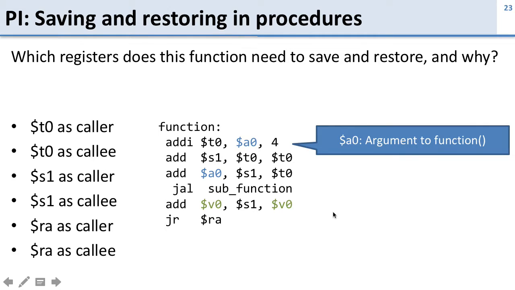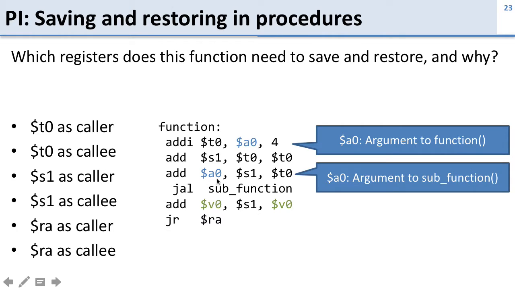All right, so to get started, let's understand what's going on here. So A0 here is the argument going into the function. So this is the argument coming into the function. But down here we have A0 again, but if you look, we're writing A0. A0 is the destination of this add. This A0 that we're overwriting, this is now the argument going into subfunction.